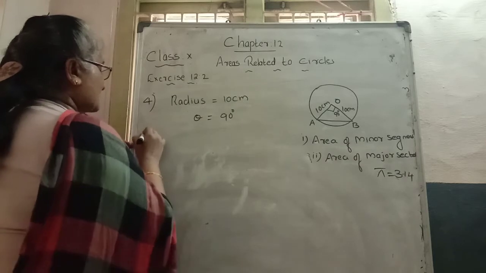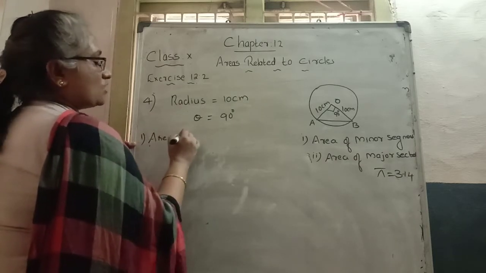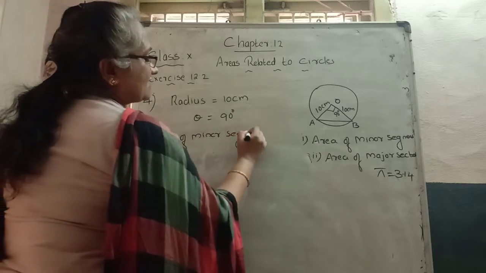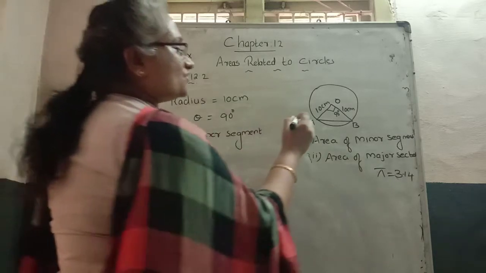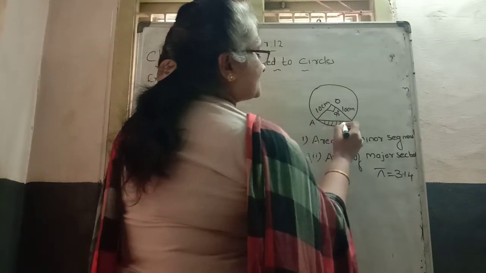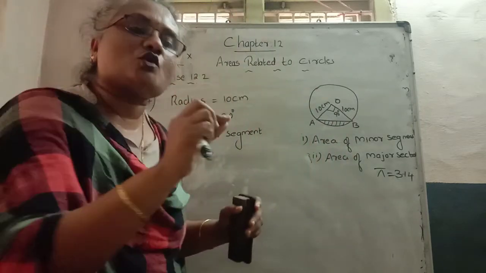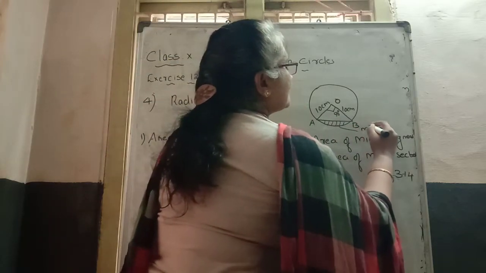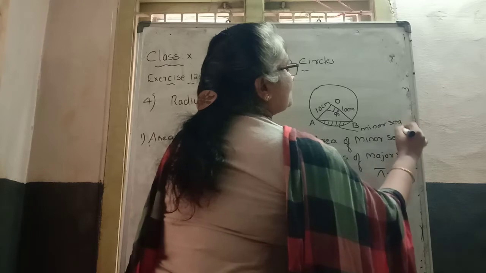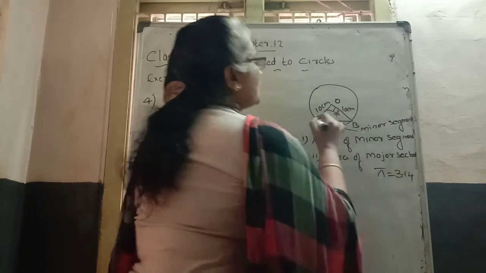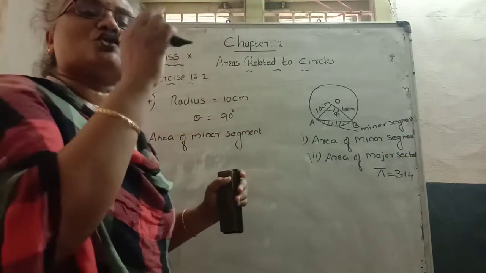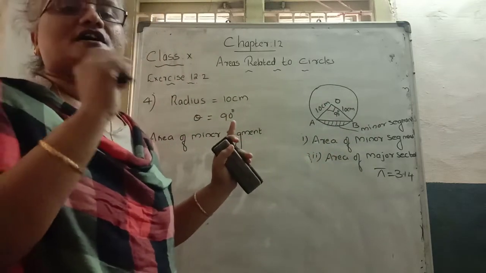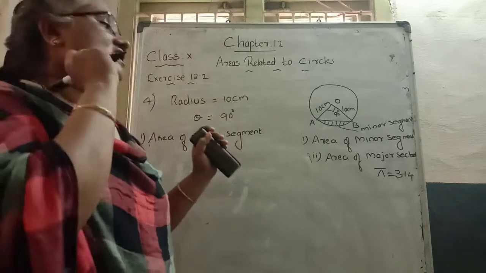In the first part, they ask us to find the area of a minor segment. A segment is the region joining a chord and an arc of a circle. We call it a minor segment. So the minor segment is represented as the region joining the AB chord and the AB arc. They ask us to find the area of that part.